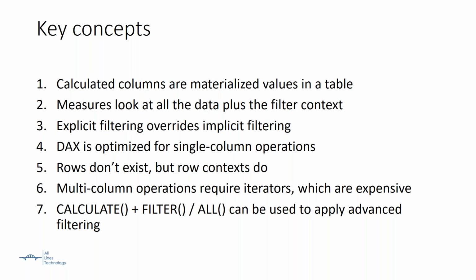DAX itself is a columnar database. It is designed for single column operations. It does those amazingly well and amazingly fast, but you can do more complex operations. Rows, as you would think of them if you're coming from the SQL world, don't exist. You've got columns, but row contexts do. These unique filters that identify a single row do exist, and those are important to understand because they're not exactly the same as you would think from the SQL world. They can be manipulated.